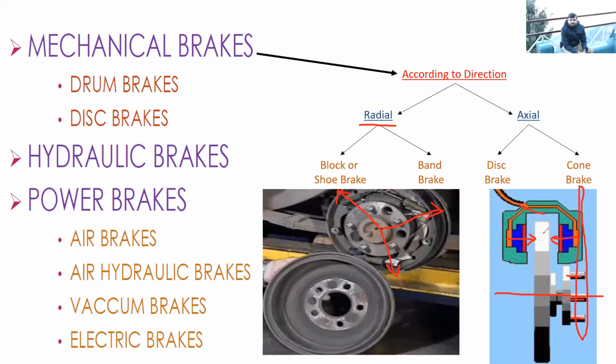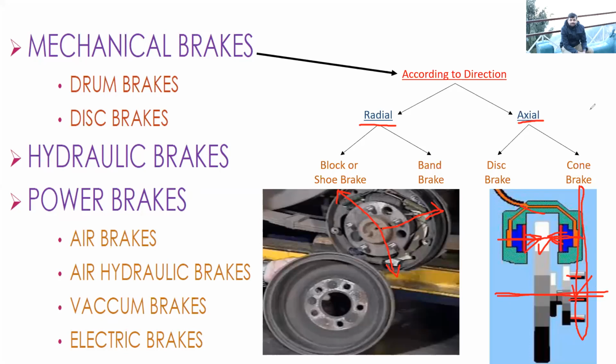Okay, and when they come in contact, they will try to stop this motion, and if its motion is stopped, the wheel will also stop rotating. So as you can see, the direction of the force which is applied is along the axis of the wheel. This is the axis of the wheel. Okay, therefore they are called axial brakes.